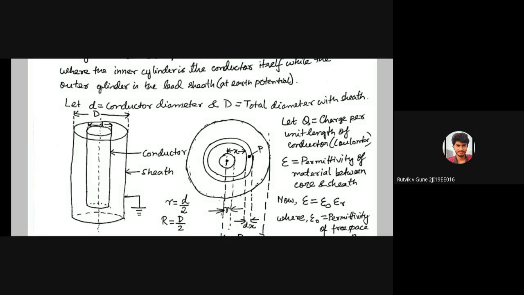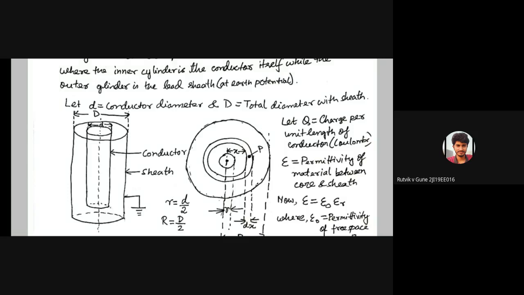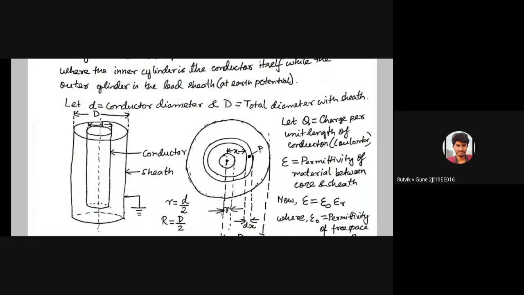So how will it work? The inner one, which is actually the core or the conductor part, forms one of the plates, and the outermost part, which is the insulation and then the sheath, forms the other. This sheath and the conductor act as two parallel capacitor plates. So just consider two plates of a capacitor; it behaves just like that.